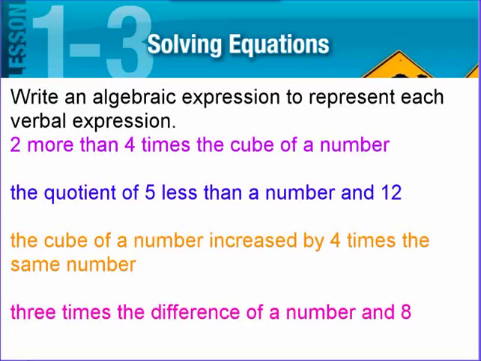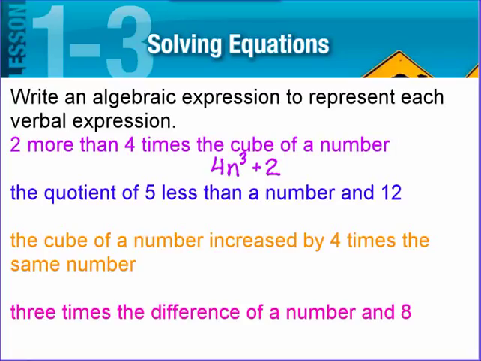So let's look at this one. It says 2 more than 4 times the cube of a number. 2 more than, what does that mean? Plus 2. Okay, so I've got plus 2. 4 times the cube of a number. 4 times n cubed, perfect. That's it. 4n cubed plus 2. Okay. Next one, the quotient.